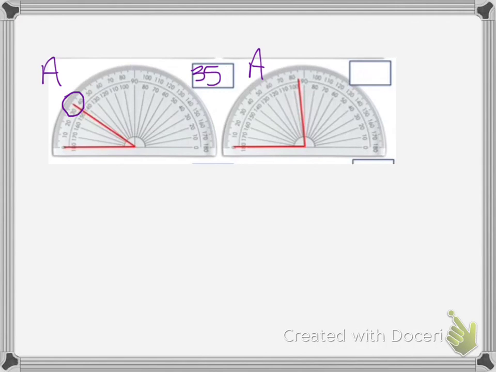The one on the right is very close to a 90-degree angle. It's just less than that. Again, it's between 80 and 90, or between 90 and 100. Acute means less than 90, and halfway point is 85 degrees.